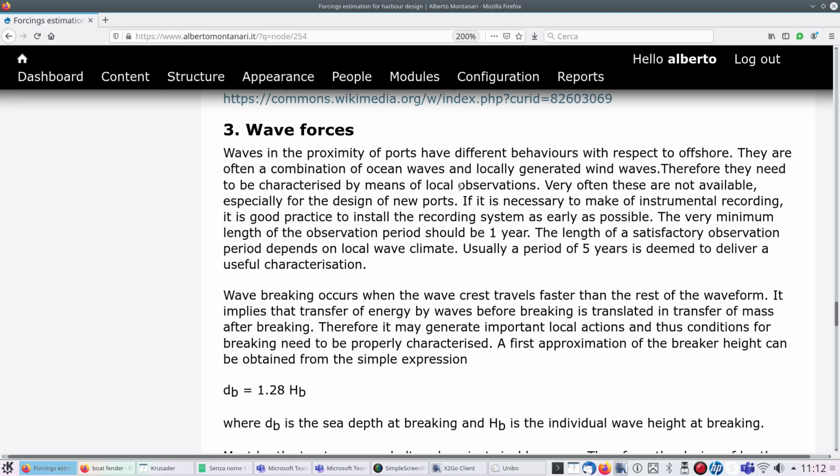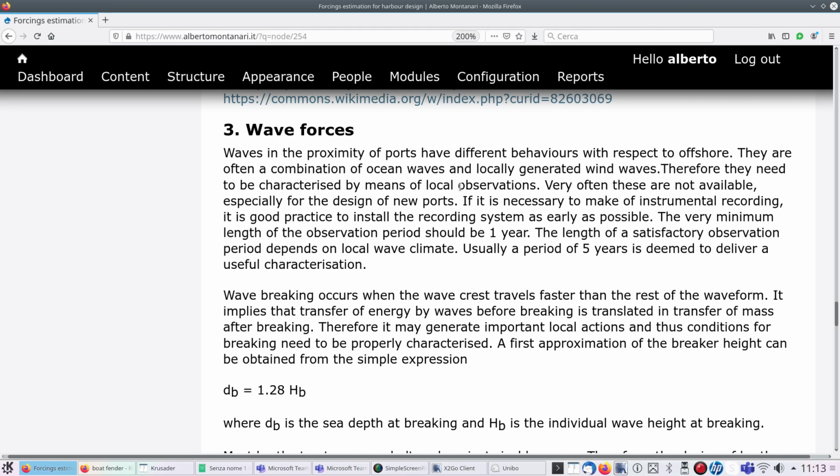You are already familiar with estimation of wave height for offshore conditions. You know that we need observations of wave height. One possibility is to collect observation of the max wave height that is observed in the annual period. And if we get a series that is long enough, you remember that through the Gumbel distribution, you may get a reliable estimate of wave forcing offshore.